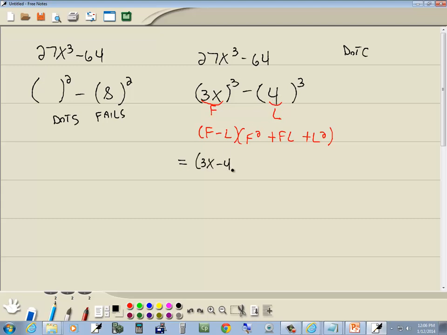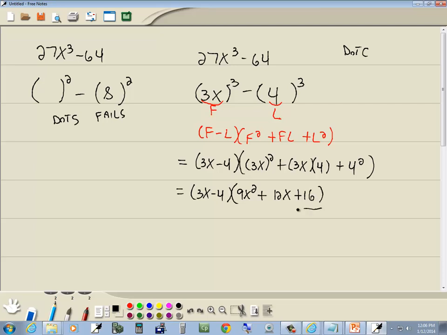So we've got 3x minus 4 times 3x to the second power plus 3x times 4 plus 4 squared. Now 3x to the second power, 3x times 3x gives us 9x squared, plus 3x times 4 is 12x, and 4 squared gives us 16. And that's our answer: 3x minus 4 times 9x squared plus 12x plus 16.